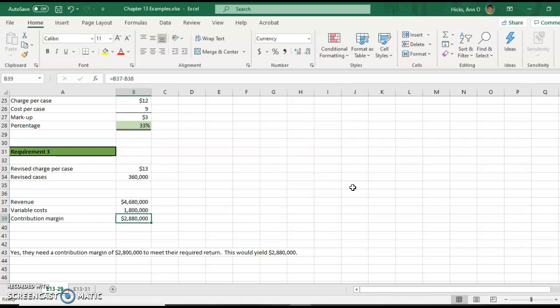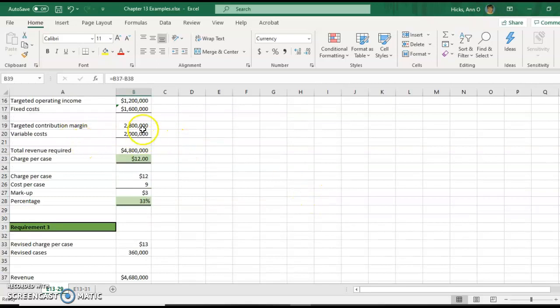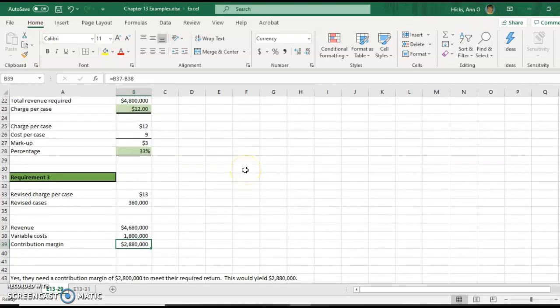So in this case, would they make the change? It seems like on dollars alone they would, because in the initial scenario, we're calculating a contribution margin of $2.8 million. That's the minimum we need to achieve in order to meet our targeted operating income. In this scenario, we're actually producing a contribution margin of $2,880,000, which is $80,000 in excess of our minimum. So on numbers alone, this would be a good, positive change to make.